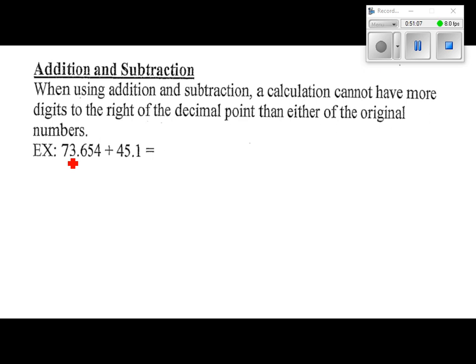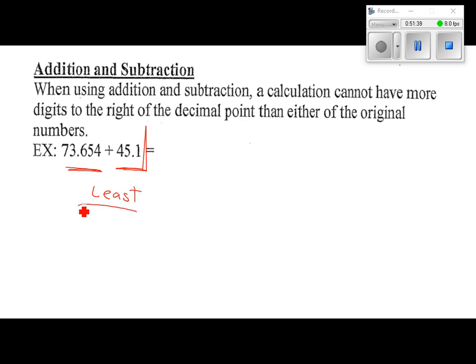Addition and subtraction. Finding significant figures when you're dealing with addition and subtraction in your answer: when using addition or subtraction, the calculation cannot have more digits to the right of the decimal point than either of the original two numbers. So all this is saying, you look at your original two numbers, and you take the one with the least amount of digits, and that's how you round off your final answer.